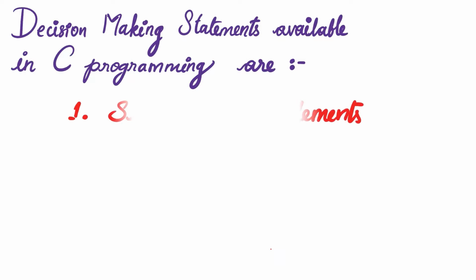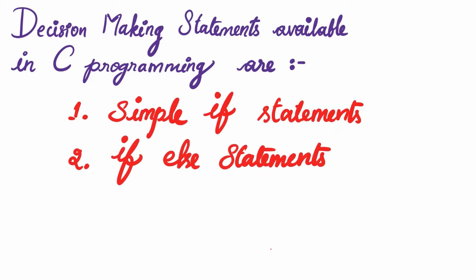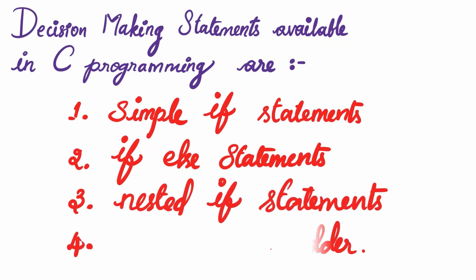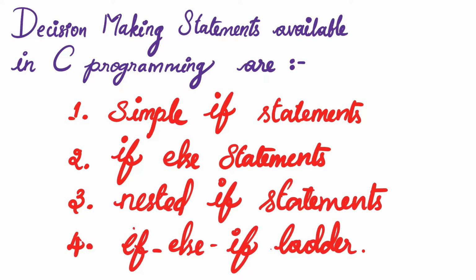And here we have four types of decision making statements. One is simple if statement, if and else, nested if statement, if else if statement, which is ladder if, and else. And let's see one by one in this class.